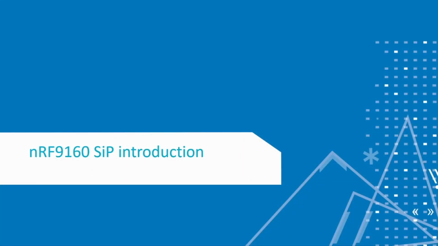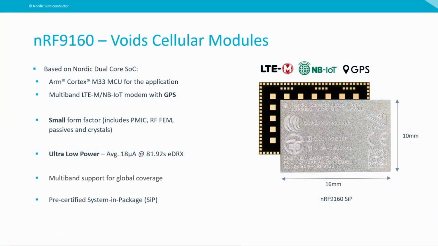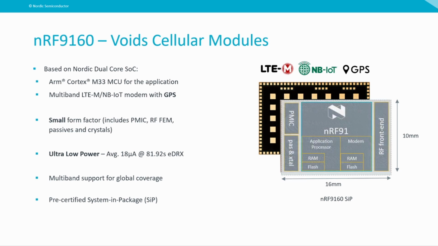So let's start with the nRF9160 system in package introduction. So here it is, the nRF9160 system in package. It's based on Nordic's dual-core system on chip with its own ARM Cortex-M33 microcontroller unit for the application side, and also has its own multiband LTE-M and NB-IoT modem with GPS support.